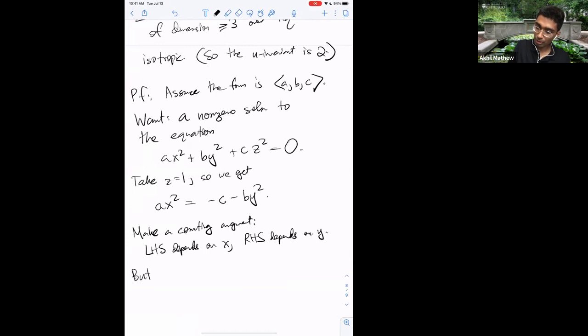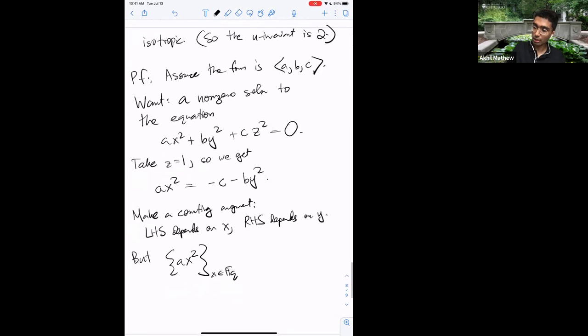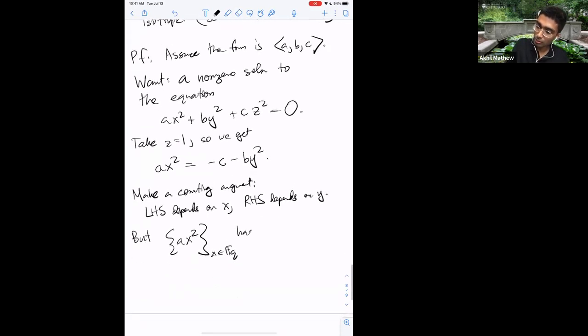So observe that if you look at the collection of all numbers in FQ of the form AX squared, as X ranges over FQ, this set has cardinality (Q plus 1) divided by 2. So why is that? Well, you first let X range over all the units in FQ, and then squaring is 2 to 1 on the units of FQ. So AX squared, as X ranges over the units, is going to have size (Q minus 1) over 2. But then you also have 0, and so that adds 1.